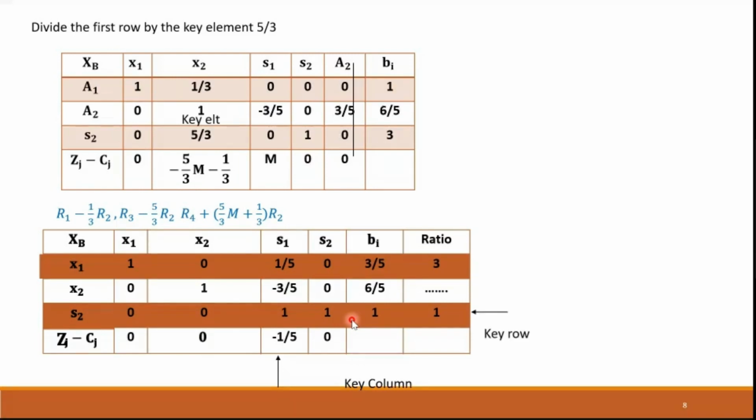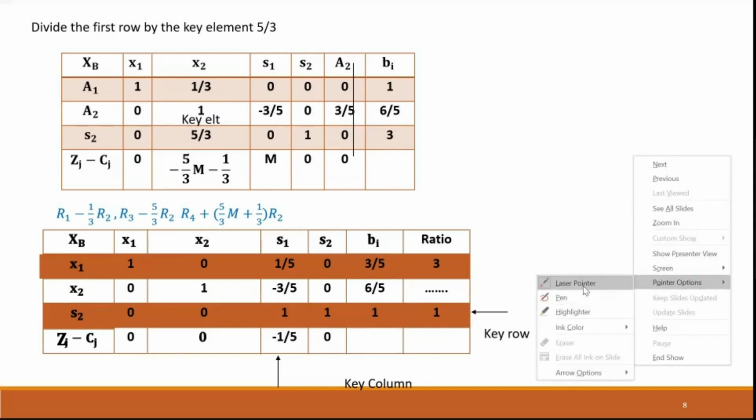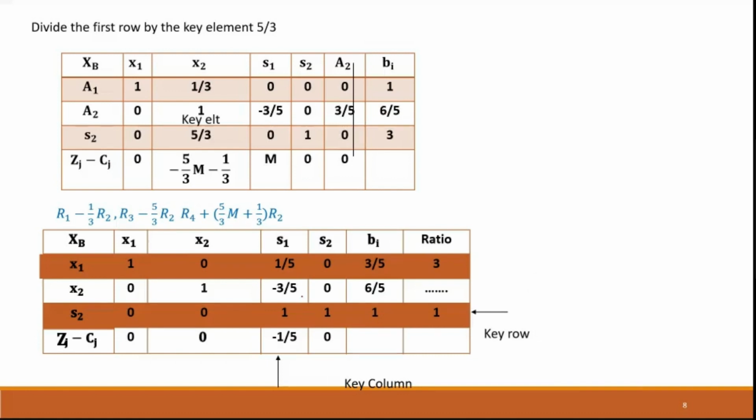This is the key row, and this will become the key element. So this is the key element. It's already equal to 1. Now for the other three rows, in the next step you will get the answer. Use the row transformation: R1 minus 1/5 R3, R2 plus 3/5 R3, and R4 plus 1/5 R3. In the next step, you will get the answer.